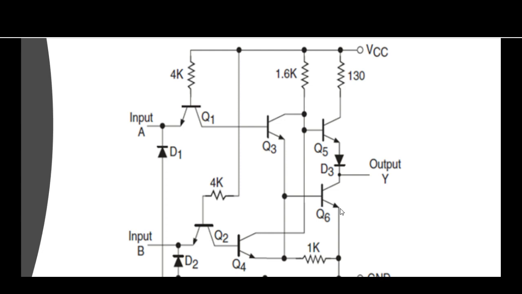Why? When both inputs are high, Q1 and Q2 will turn off, cut off, forcing Q3 and Q6 to turn on. When this happens, Q6 becomes turned on, making ground voltage appear at the output.